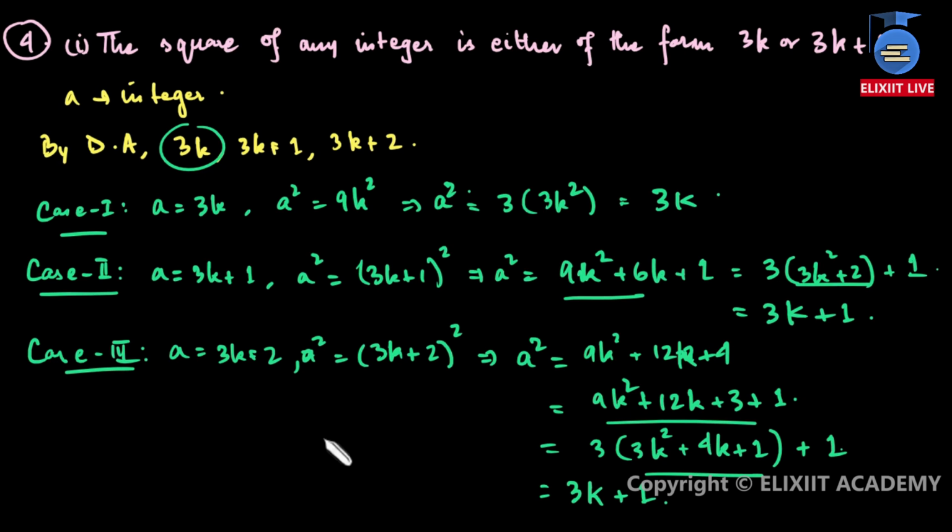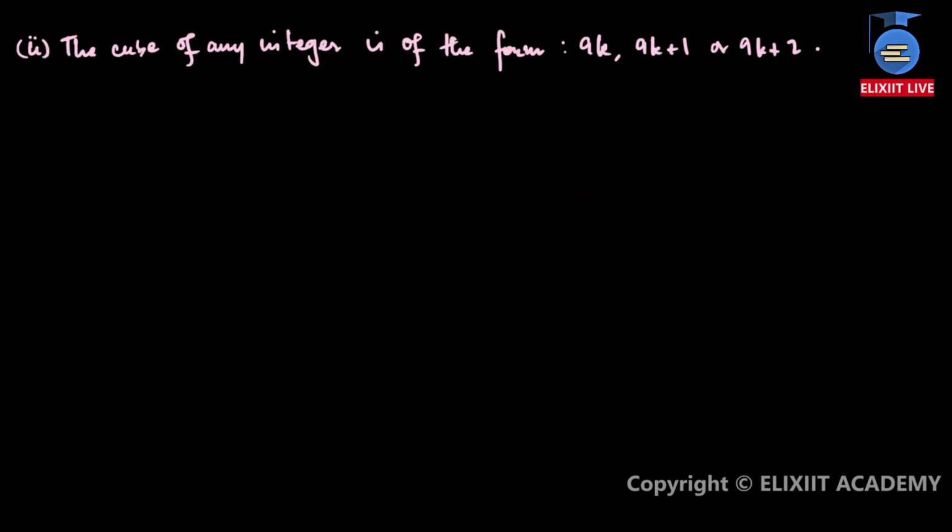All these are basic applications of the division algorithm we have seen before as well. Let's see the next result. The next one says the cube of any integer is of the form 9k, 9k plus 1 or 9k plus 8. We have to prove this.